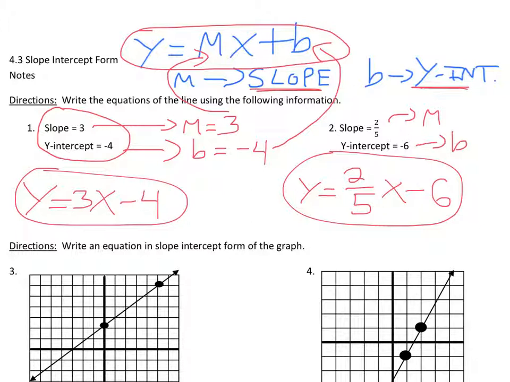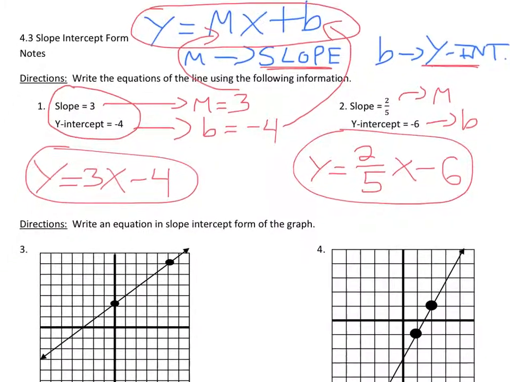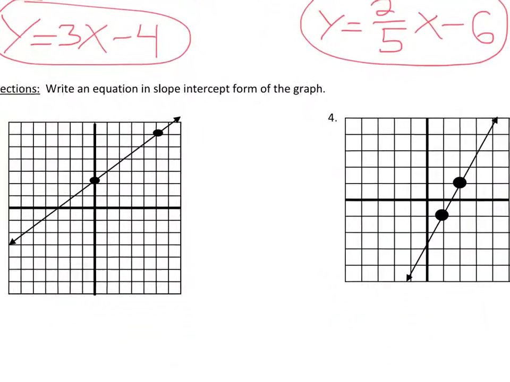Okay, we're going to move on to number 3. Now the bulk of the work is going to be, if we have the graph of the line, we're going to be able to get the equation of the line. And I just want to find m and I want to find b. It's that simple. Okay, let's look at number 3. Let's make this a little bit bigger.